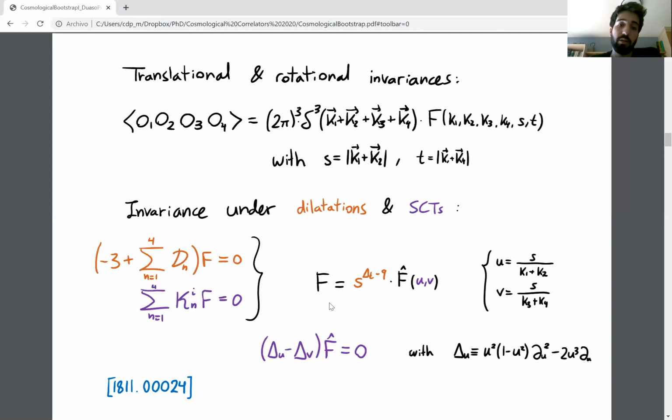If we write the correlator in this way, the special conformal transformation Ward identity takes this form, which is a simplified form, as this differential equation in terms of these differential operators, delta u and delta v, that I have defined here. This is an equation that is possible to solve, and in this paper they actually solved it for the most simple case, which is the case of 4 external conformally coupled scalars exchanging a scalar field.